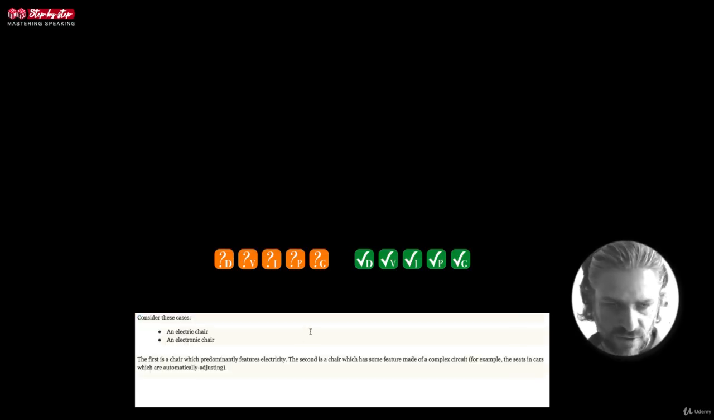Okay, this is just taken from a website here, so this is a good example. Electric chair, a chair that features electricity, whereas an electronic chair is a special chair that has some complex circuitry inside it. So electronic dictionary has circuitry inside it. If you open it up, you can see the circuits. Electric dictionary, well, doesn't exist, obviously. That wouldn't make sense.